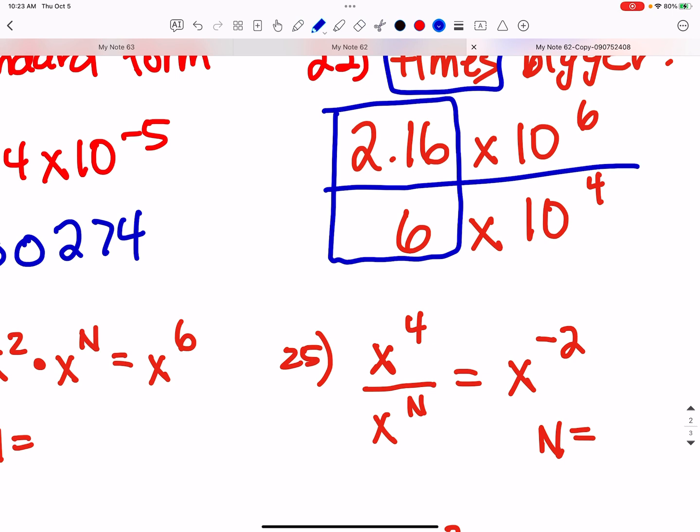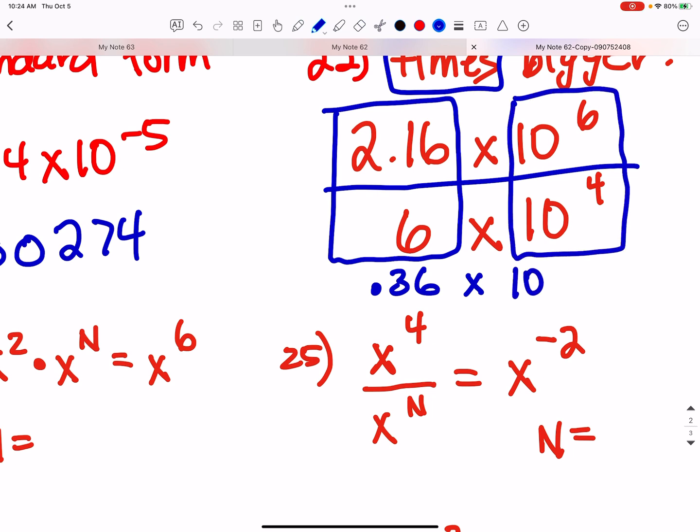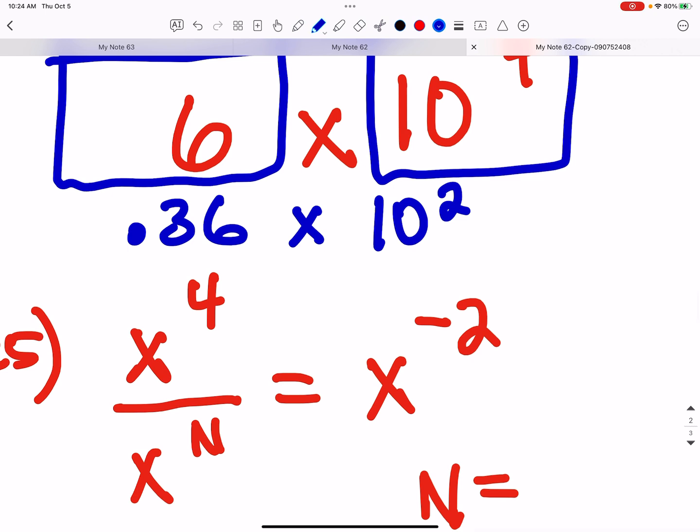2.16 divided by 6 equals 0.36 times 10 to the second power. This is division, so we have a shortcut for division. You might think this is the answer, but this is not scientific notation, because the first number is not between 1 and 10. It looks like scientific notation, but in scientific notation, that first number has to be between 1 and 10.